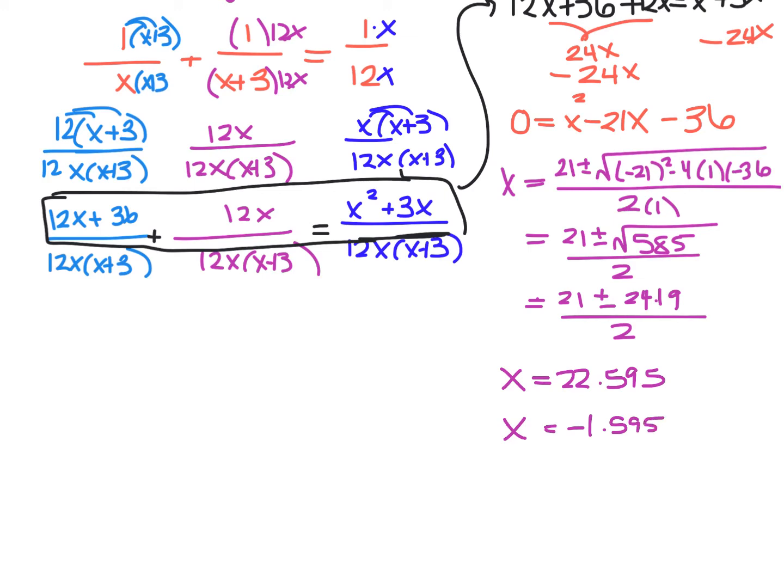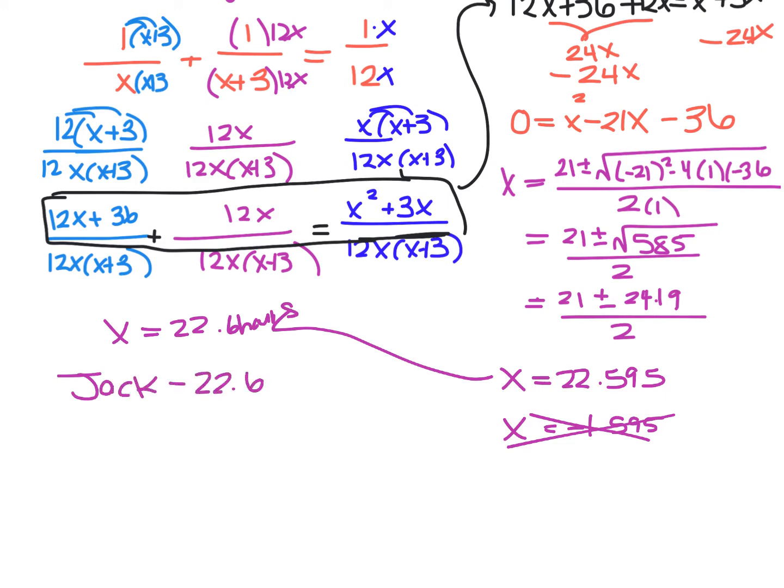1.595. Now if you think about this, that really doesn't make sense to have a negative 1, so we can cross that off and just focus on the positive answer. So what it's looking like is, my x value is going to be equal to about 22.6 hours, which would mean it would take Jack 22.6 hours, and it would take Jane a little bit longer than that. So if x is 22.6 hours, that is saying Jack takes 22.6 hours, and then Jane takes 3 more hours than that, so that would be 25.6 hours.